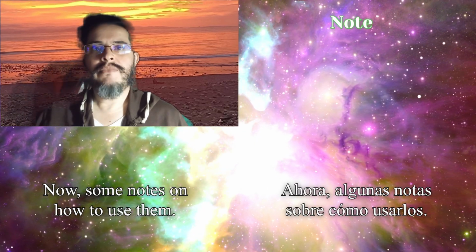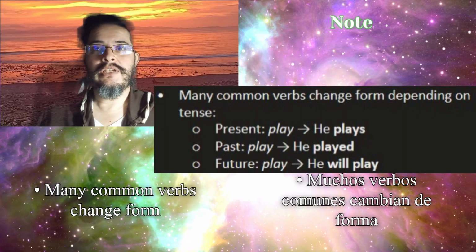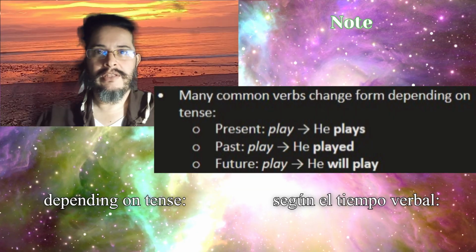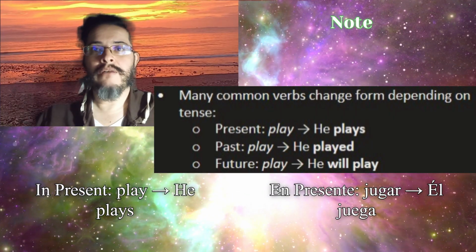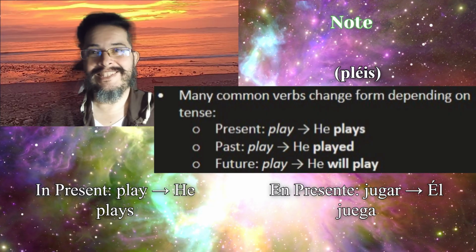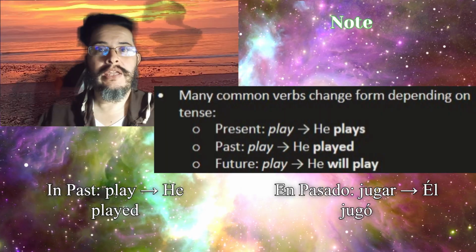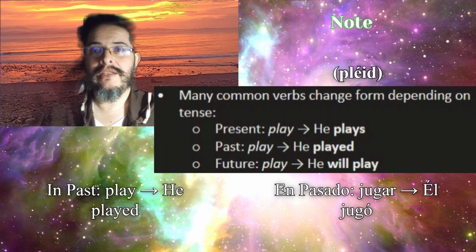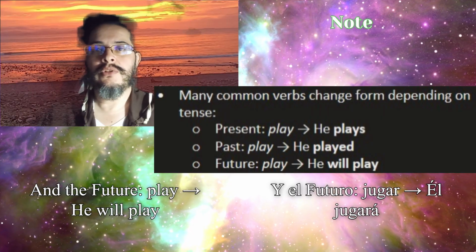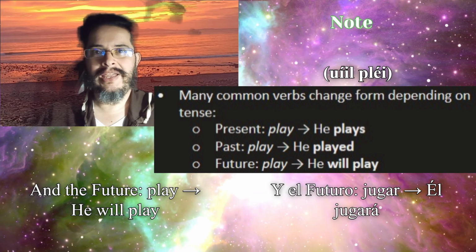Now, some notes on how to use them. Many common verbs change form depending on tense. For example, in present, play can become he plays. Past will turn play into he played, and the future will turn play into he will play.